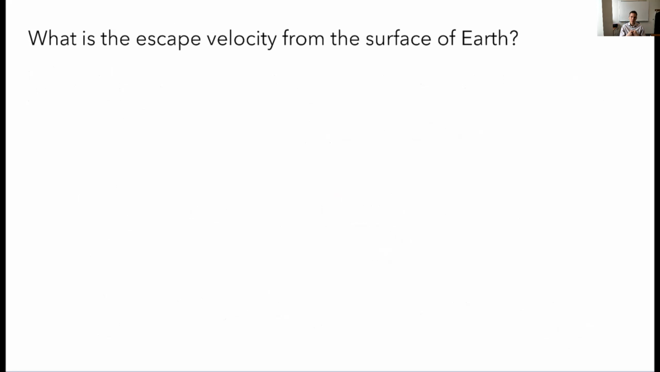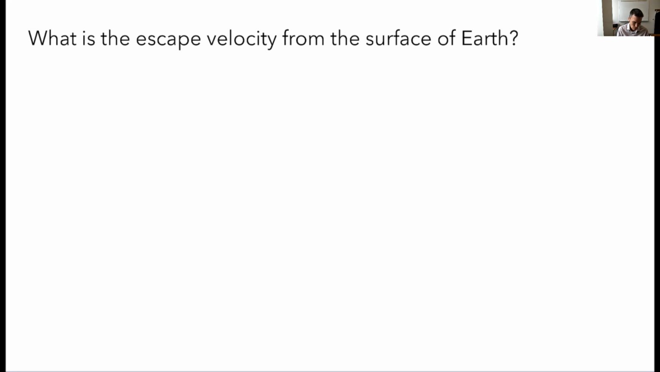And I want to get this projectile to go infinitely far away. I want it to completely escape the potential energy of the Earth. So I would recommend using an energy approach. We talked about what the potential energy of gravity is. So pause and take a few minutes to work this out. See if you can come up with what the escape velocity is for an object getting out of the Earth's gravitational pull.